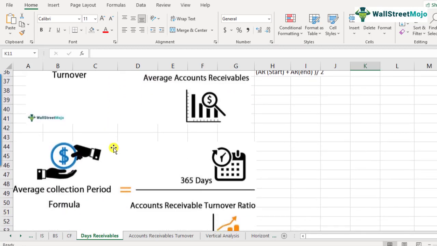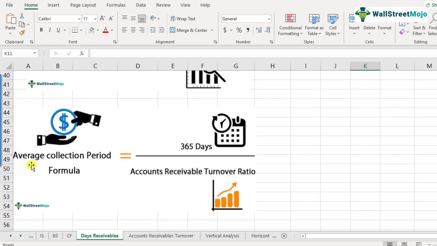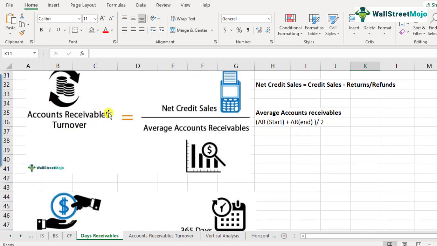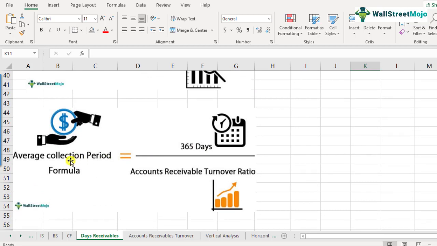Now coming to the days receivables, as I said, it's also called the average collection period. The formula is fairly simple. That is equal to 365 days divided by your accounts receivables turnover. So it's very simple. If you have calculated the accounts receivables turnover, you can easily calculate the days receivables by dividing 365 by that turnover ratio. All right. So this is the two-step process.